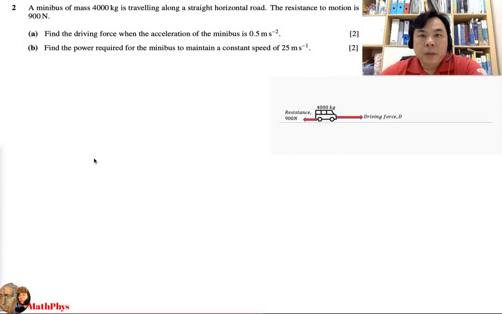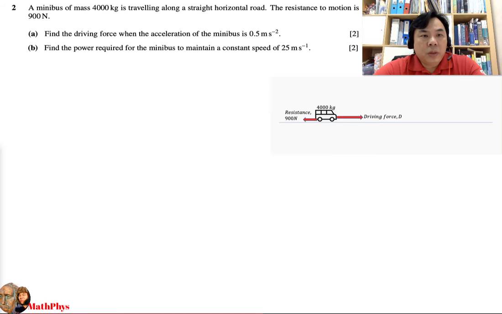All right, welcome back. This is our second question. As usual, we're going to read it through before we attempt to solve this. Now here for this second question, we have a minibus of mass 4000 kg. It's traveling along a straight horizontal road as shown in the diagram. The resistance to motion is constant, opposing at 900 Newton in the opposite direction of the driving force.